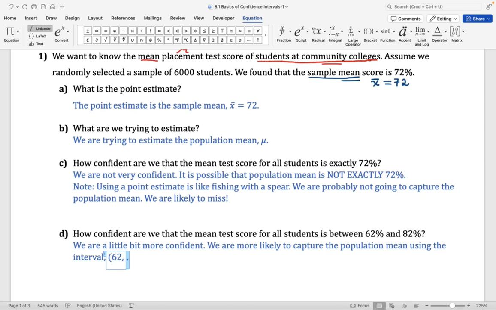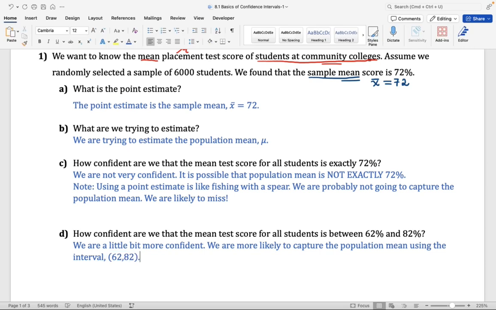We're including all values between 62 and 82. Again, here we're saying we think that the population mean is between 62 and 82. Now, let me make a final note here. Using the interval is like fishing with a net. It is more likely that we're going to capture the mean using an interval.